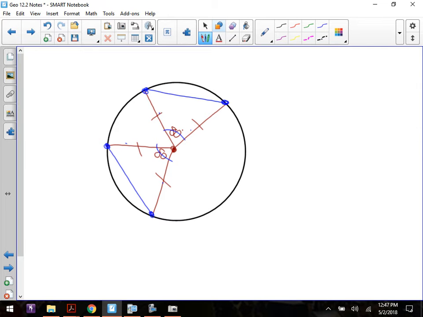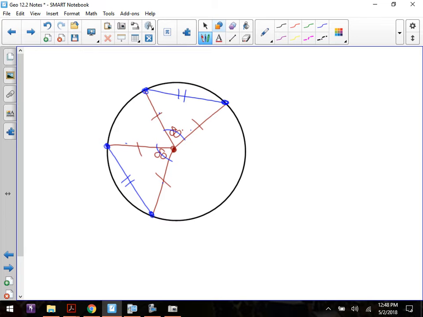How do I show that those 2 triangles are congruent? By what method? Side angle side. I've got 2 sides and the angle in between them. The minute that I have 2 sides and the angle in between them congruent, that means that the 2 triangles are then congruent. So if the 2 triangles are congruent, that means that these 2 have to be congruent because of? Very good. That little corresponding part there.